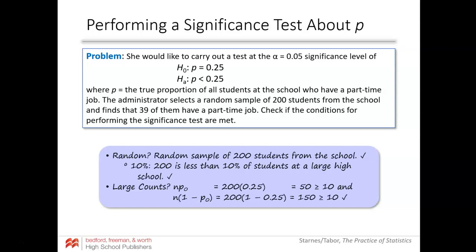The large counts condition. Notice how they set this up, and you would have to write this out the same way, showing the math. I know you don't feel like you have to show it, but you do on the free response. So n times p sub naught, the population proportion that we're testing against: 200 times 25% is 50, which is surely more than 10. And for failures, that would be 150, which is also more than 10. So we've checked all the conditions.